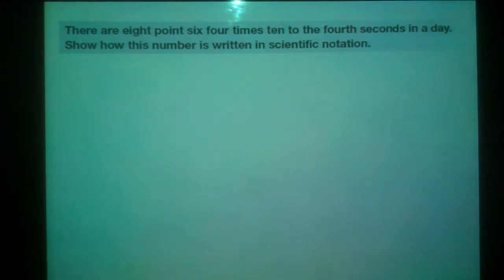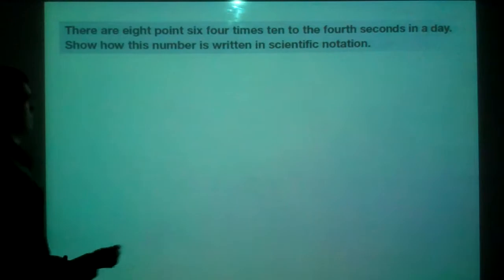Okay. Let's take a look at this example. There are 8.64 times 10 to the 4th seconds in a day. Show how this number is written in scientific notation. Okay, so 8.64.